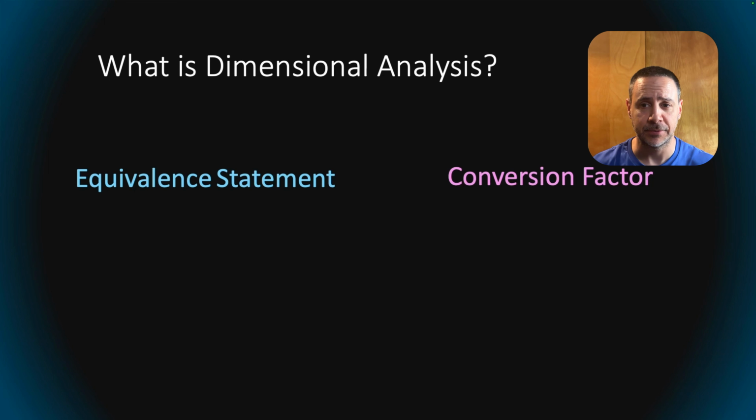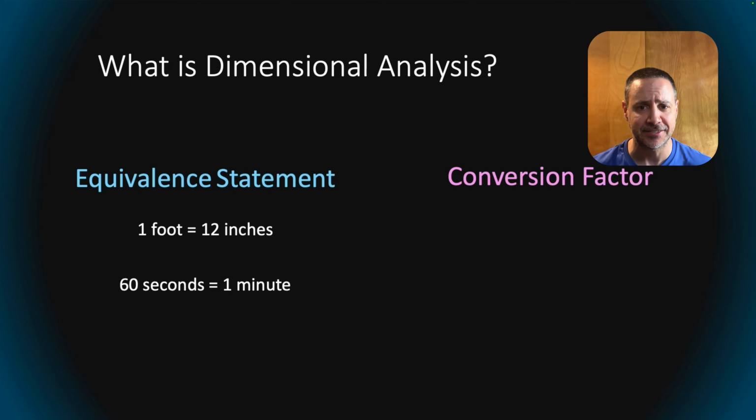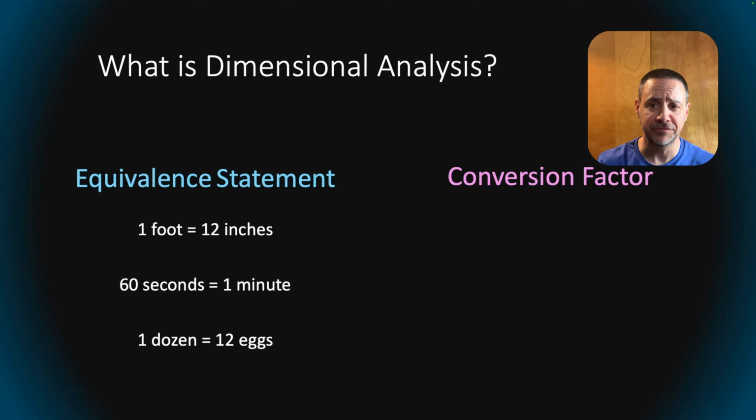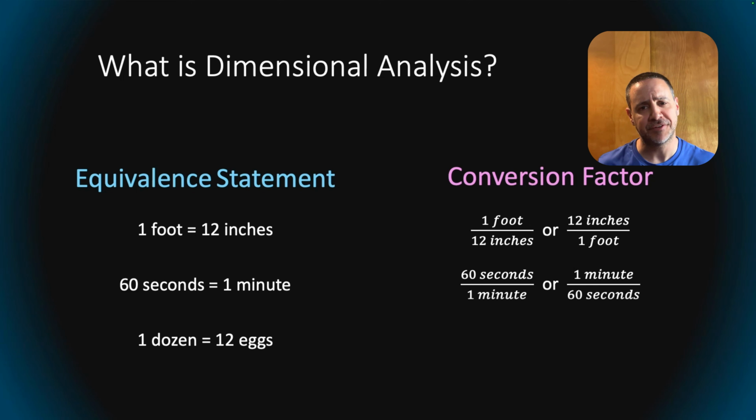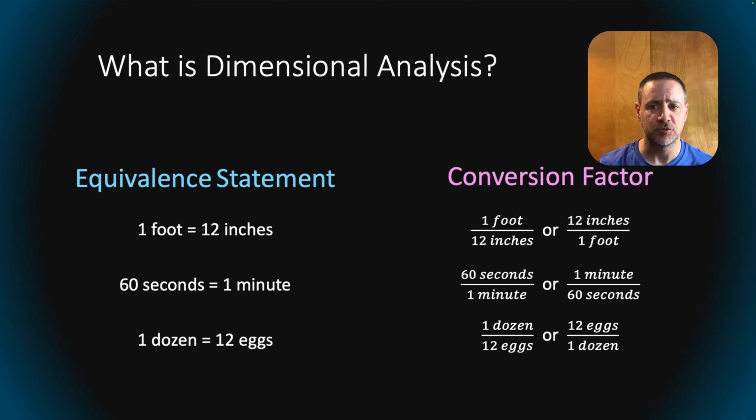An equivalent statement sets one measurement equal to another. For instance, 1 foot equals 12 inches, there's 60 seconds in a minute, and of course, 1 dozen equals 12 eggs. A conversion factor is a fraction built from an equivalent statement. By putting one half of the equivalent statement on top of the fraction and the other on the bottom, you get a fraction that's equal to 1 and that can be used to convert between units. Every equivalent statement gives you a pair of conversion factors depending upon where you put each component.